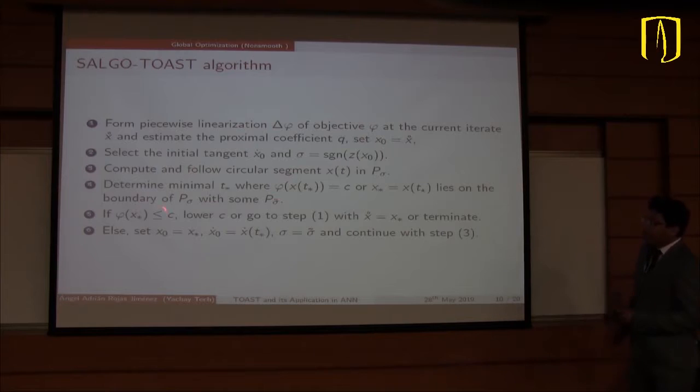Else, if the function value doesn't satisfy this inequality, that is, if the function value is still higher than the target level, then we set our iterate at the point of the boundary of this polyhedron, and go to step 3. Okay, and make these circles again.